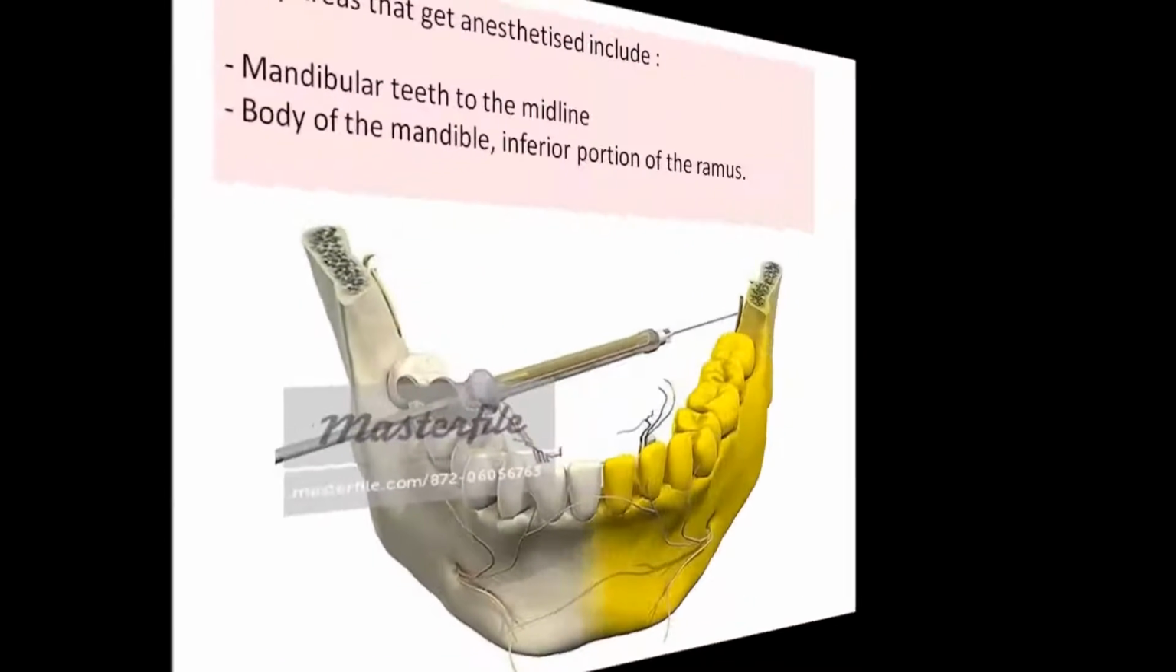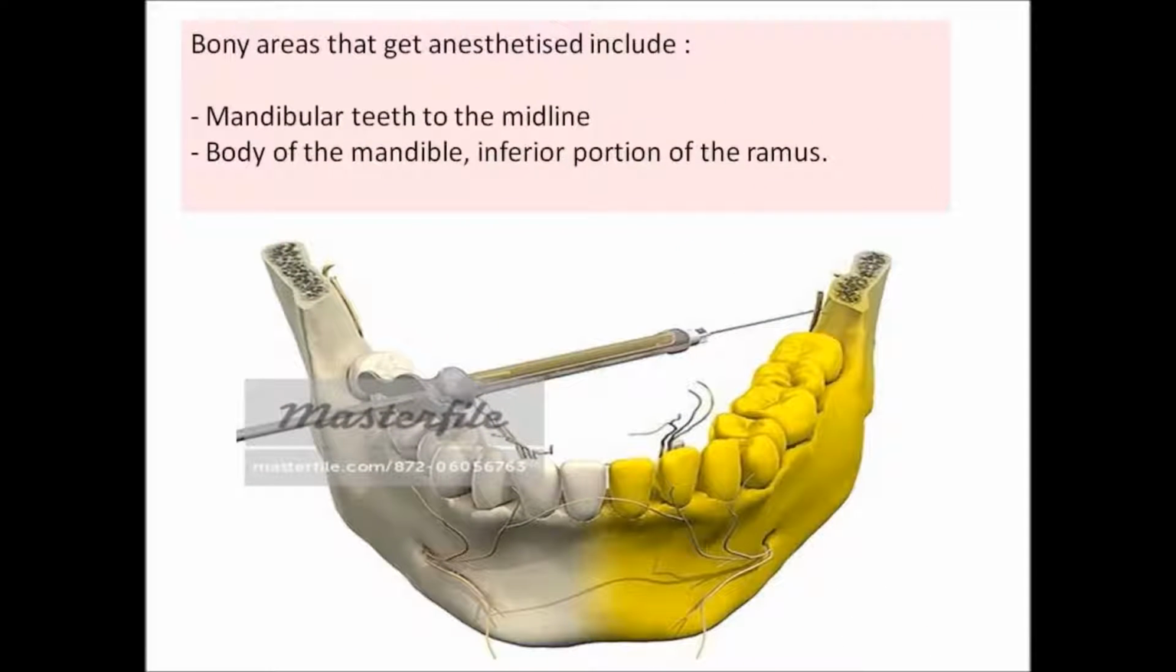To understand the distribution of anesthesia produced by the inferior alveolar nerve block, it is easier to understand it in terms of bony areas and soft tissue parts. Bony areas that get anesthetized include mandibular teeth up to the midline, body of the mandible, as well as the inferior portion of the ramus.